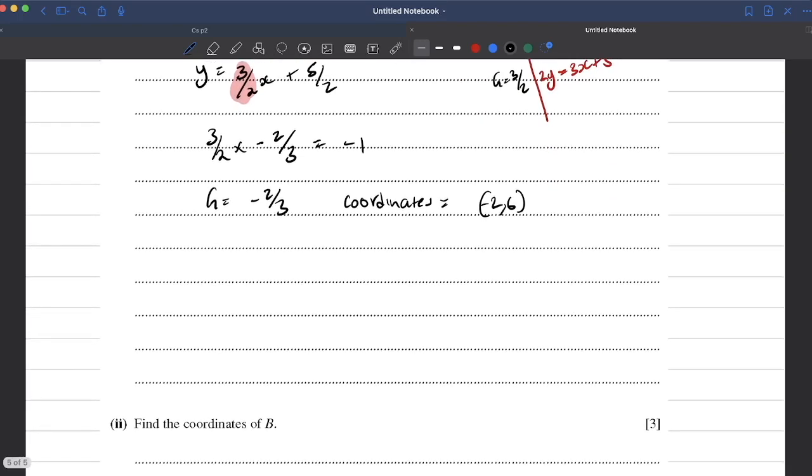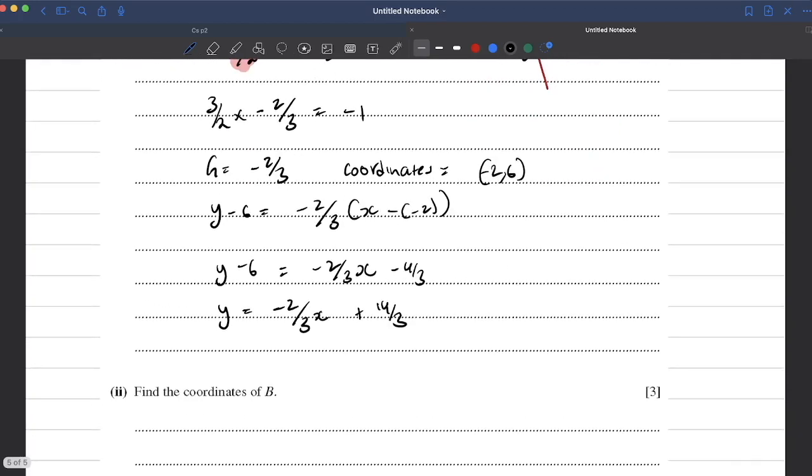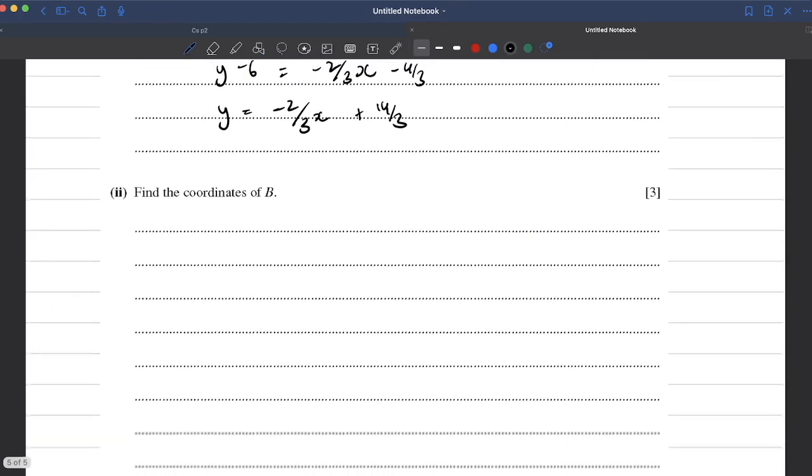So the equation of AB, using the formula I used above: y minus 6 equals negative 2 over 3, times x minus 2, close the brackets. y minus 6 equals minus 2 over 3x minus 2 over 3 times 2, which is minus 4 over 3. Minus 4 over 3 plus 6 is 14 over 3. So y equals negative 2 over 3x plus 14 over 3. So this is the equation of AB. Now let's see what they want us to get next.